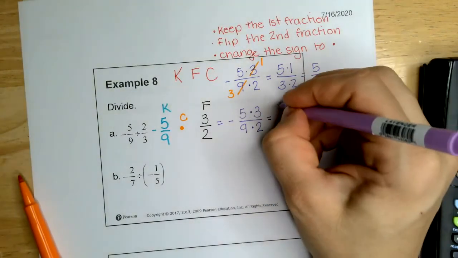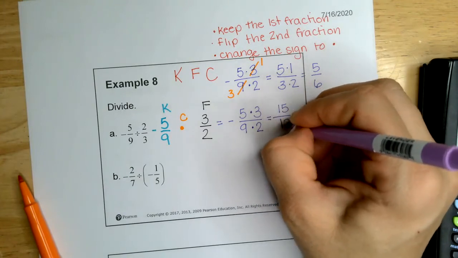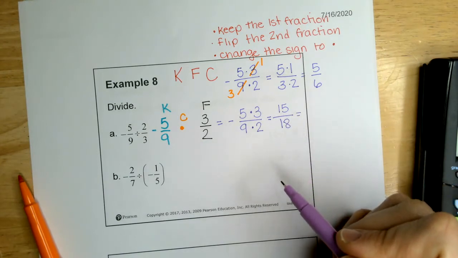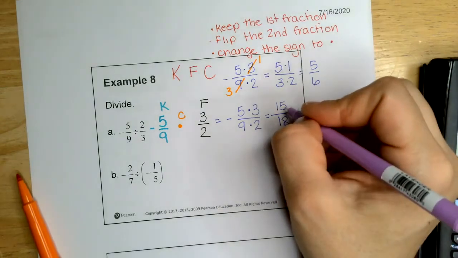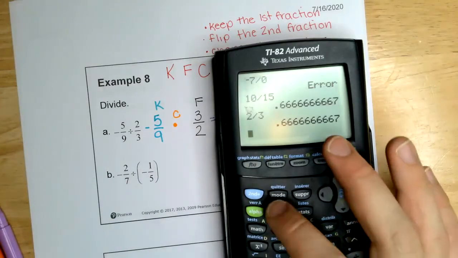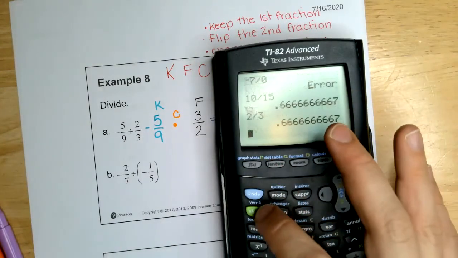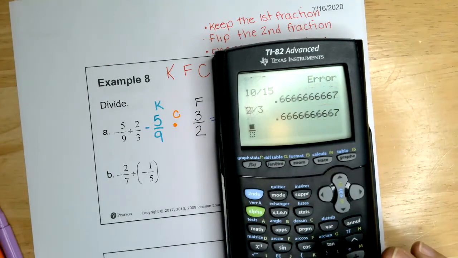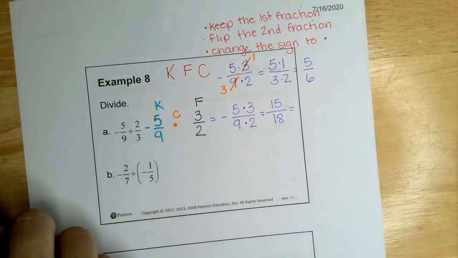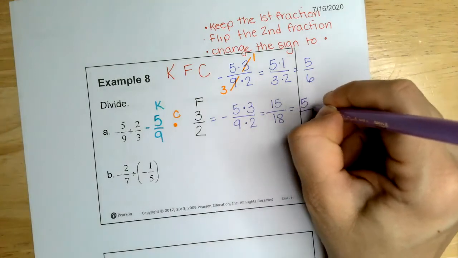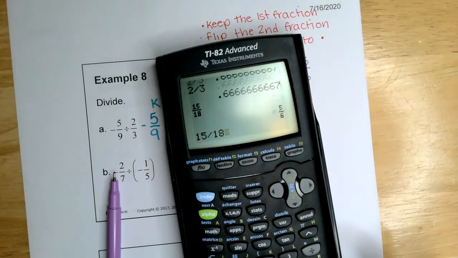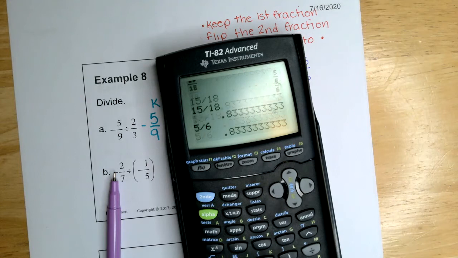Or you can just go 5 times 3 is 15. 9 times 2 is 18. And then 15 and 18 both go into 3, right? And 15 goes into 3 5 times. 18 goes into 3 6 times. Oops. 15 over 18 is 5/6. Simplest form. But they equal the same thing, right? 15 divided by 18, 5 divided by 6. It's just simplest form.